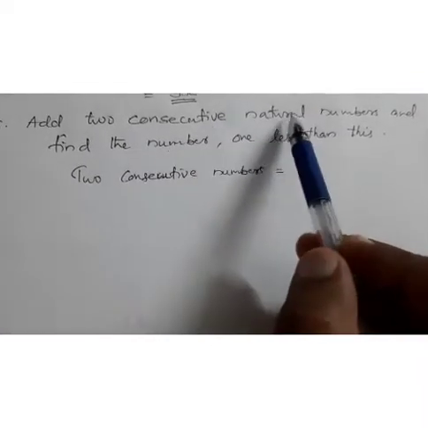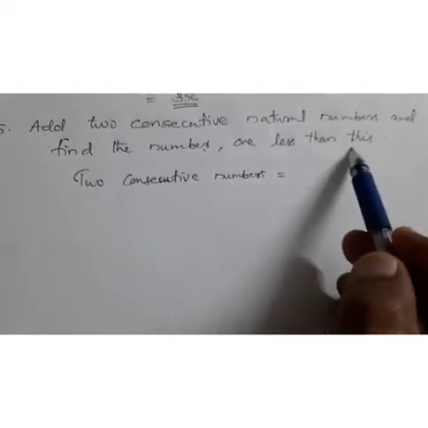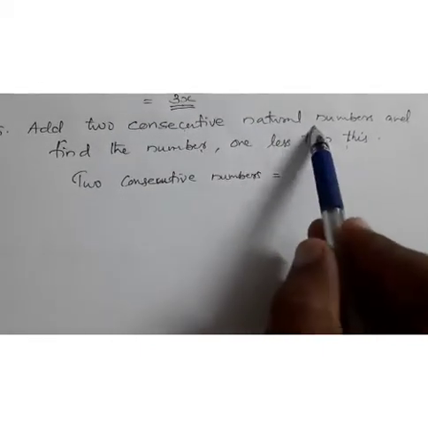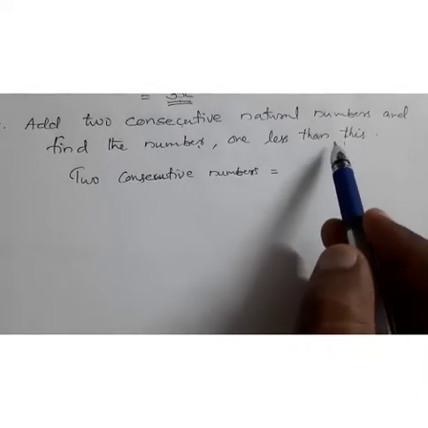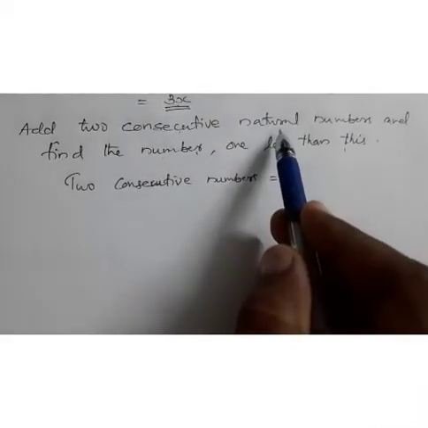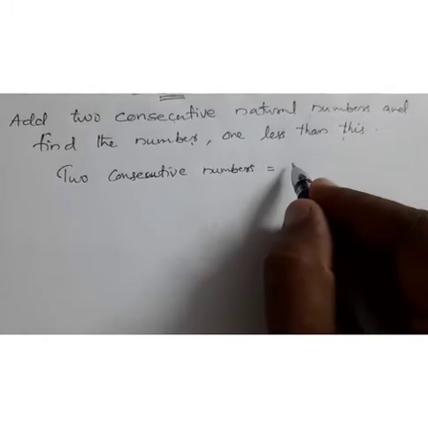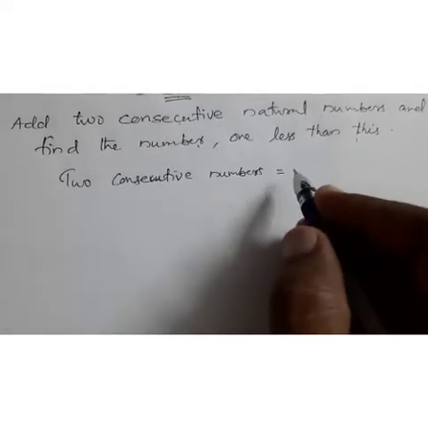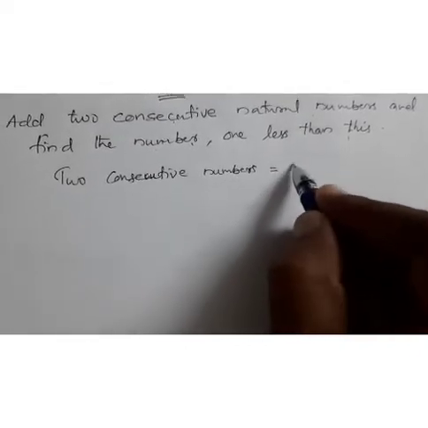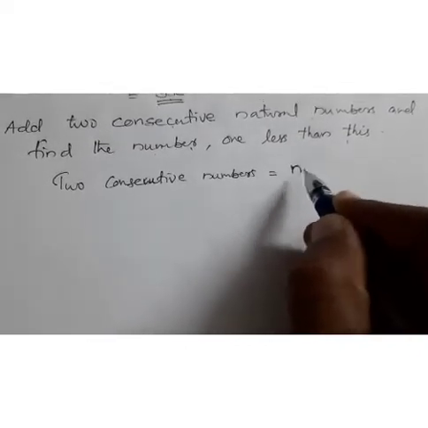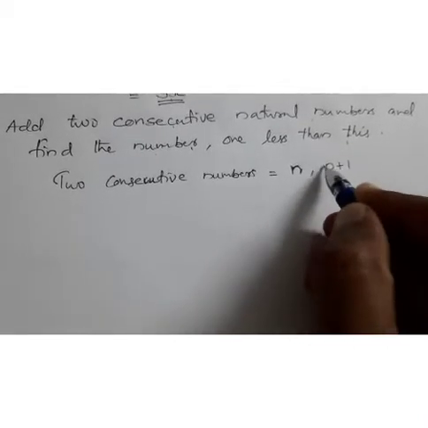Add two consecutive natural numbers and find the number 1 less than this. Two consecutive natural numbers are added, then you have to subtract 1. Consecutive means continuous numbers. In the previous questions we took x, but any alphabet you can take. I took one number as n. The next number we can take as n plus 1.